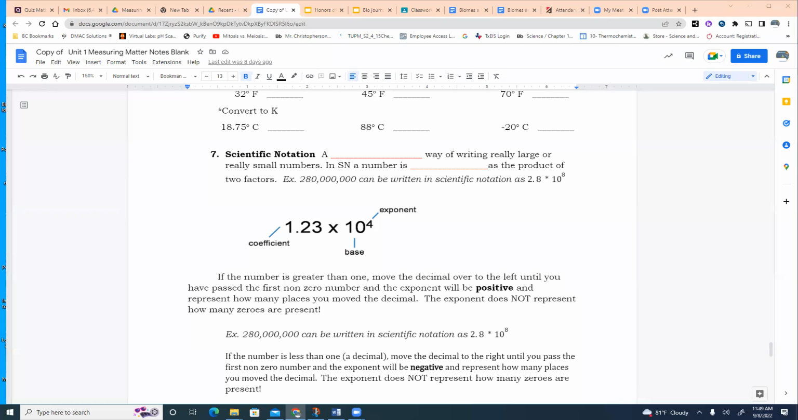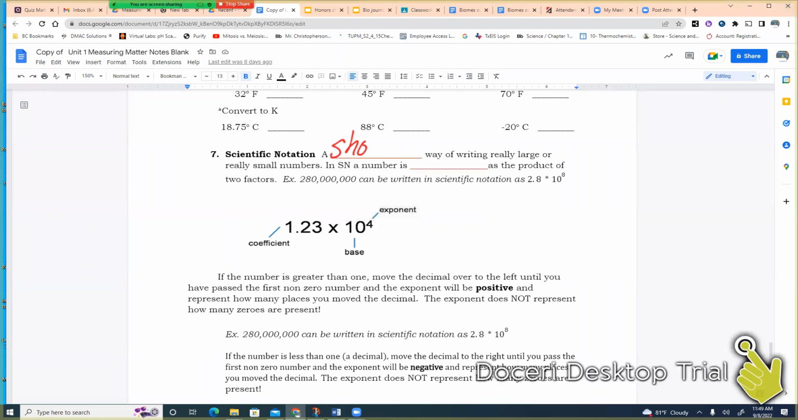So scientific notation is a shorthand way of writing a really large or really small number. In scientific notation, a number is written as the product of two factors. If we look at a number that's in scientific notation, and we talked about this with sig figs, this part is called the coefficient. This part is the base with the exponent. And whenever we use scientific notation, the base is always 10. Your sig figs come from the coefficient part.